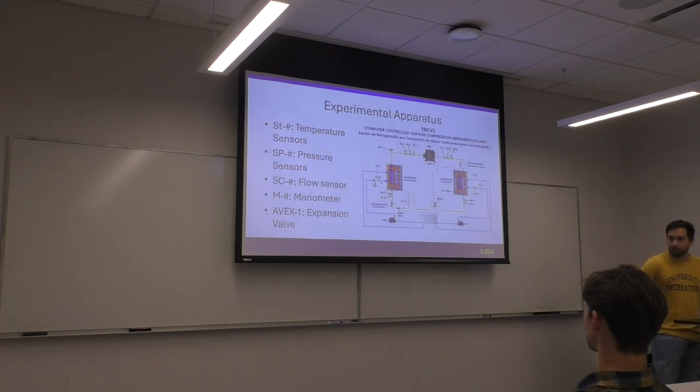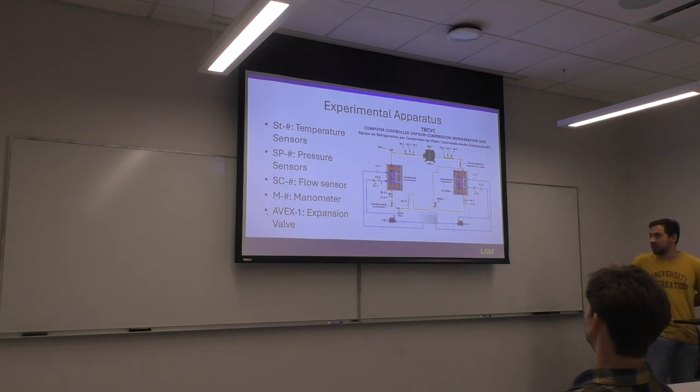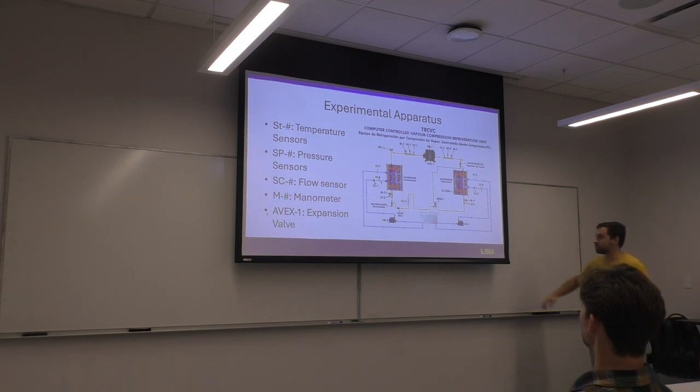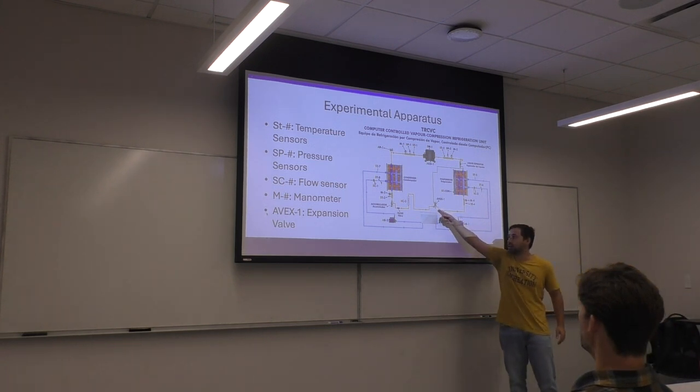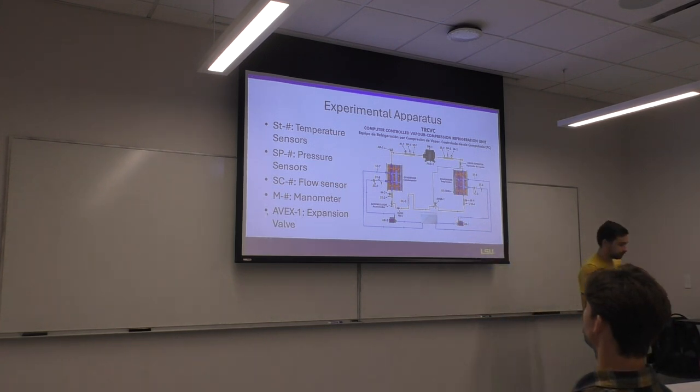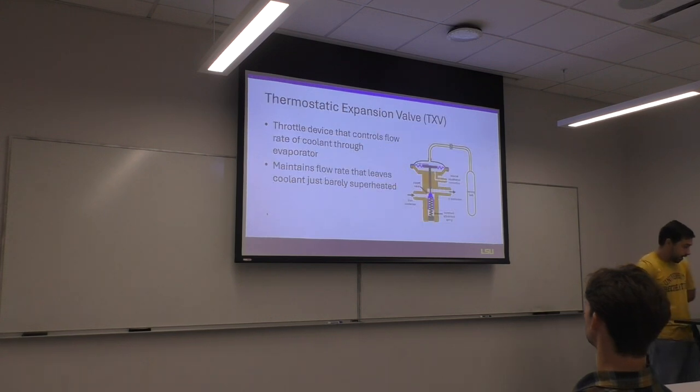This is our experimental apparatus. There's a lot going on here, but most importantly, anything labeled ST is a temperature sensor, anything labeled SP is a pressure sensor, the label SC is a flow sensor, and M's are manometers. And the apex right here is the throttling device, the expansion valve. The TXV is interesting because it is a closed system.